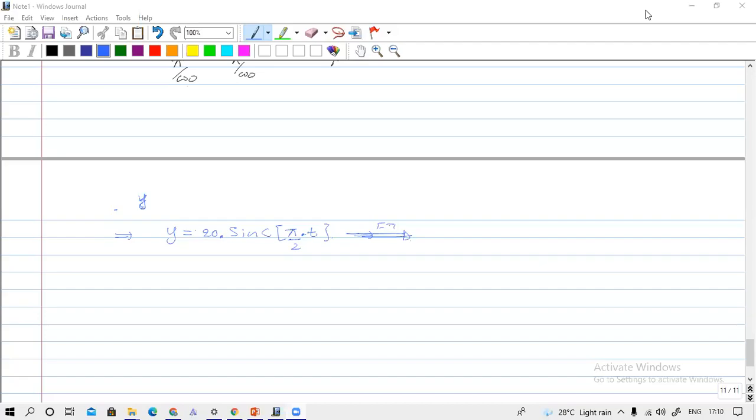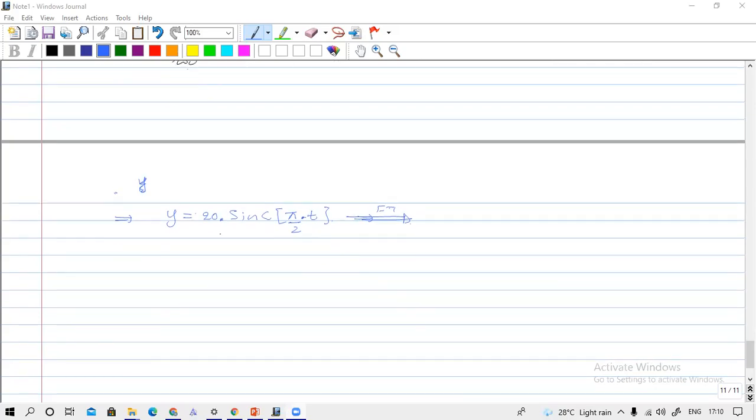Okay, I will do it. Okay, so you can see that we have this signal, 20 Sinc(5/2 t), and we have to find the Fourier transform here.